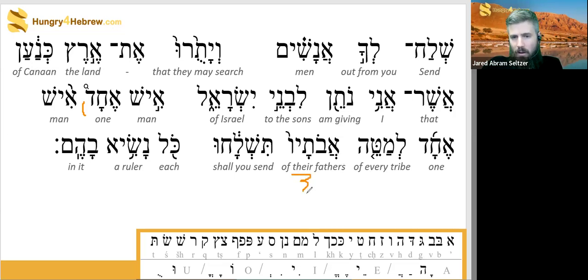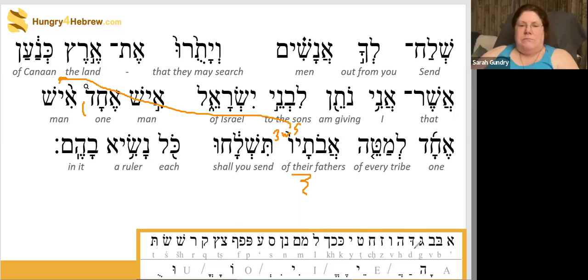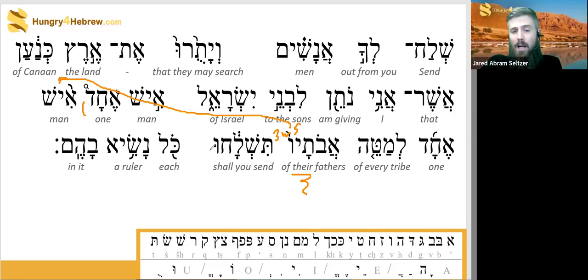I know they put their fathers, but it's actually a third masculine singular suffix referring back to the ish, each and every man, his fathers. So tishlachu, you shall send.